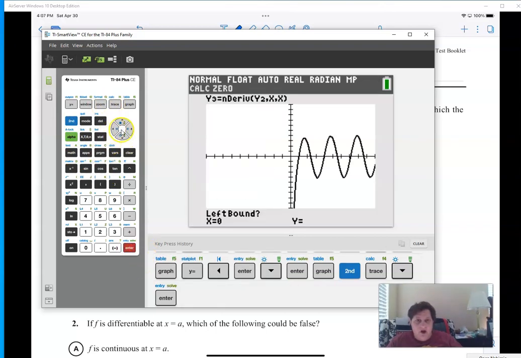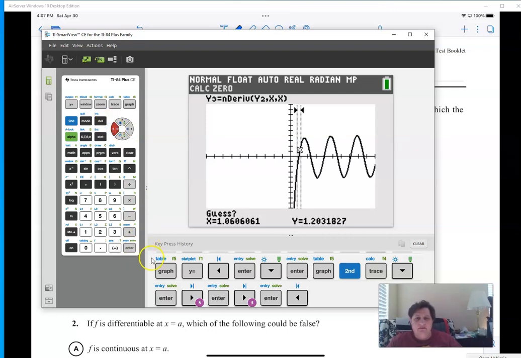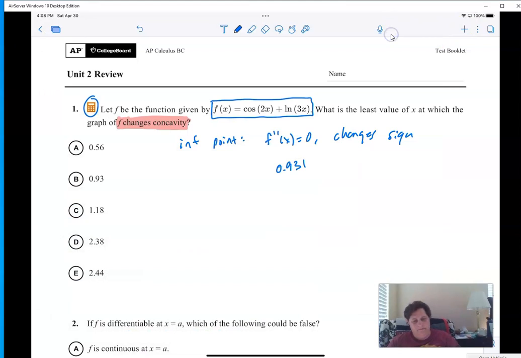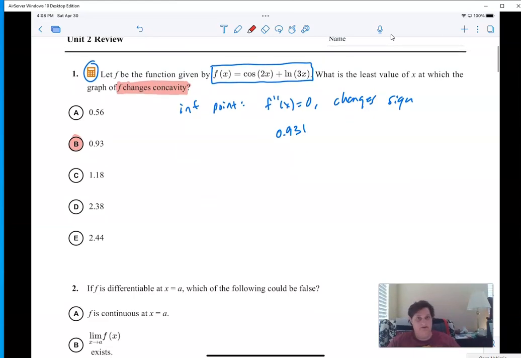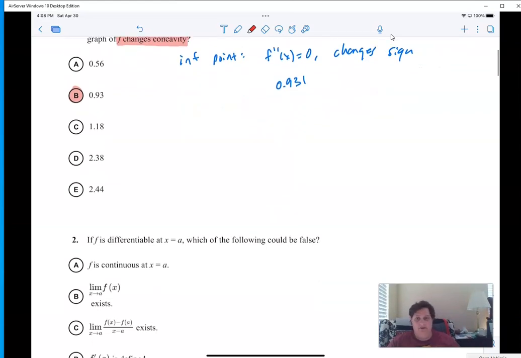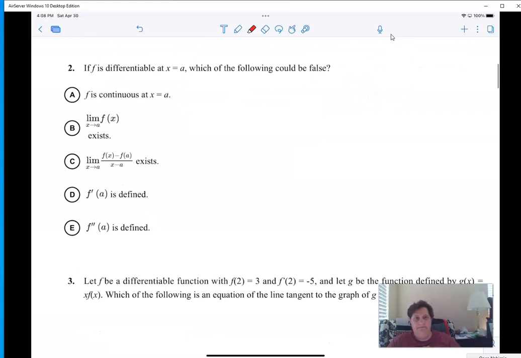Okay, and I'm going to go left, right, enter. And that point is at 0.931. Okay, so that looks like that. Pretty awesome. All right, learned something new. I guess you can just keep taking derivatives over there. I don't know if there's a limit on that, but let's do it, you know?